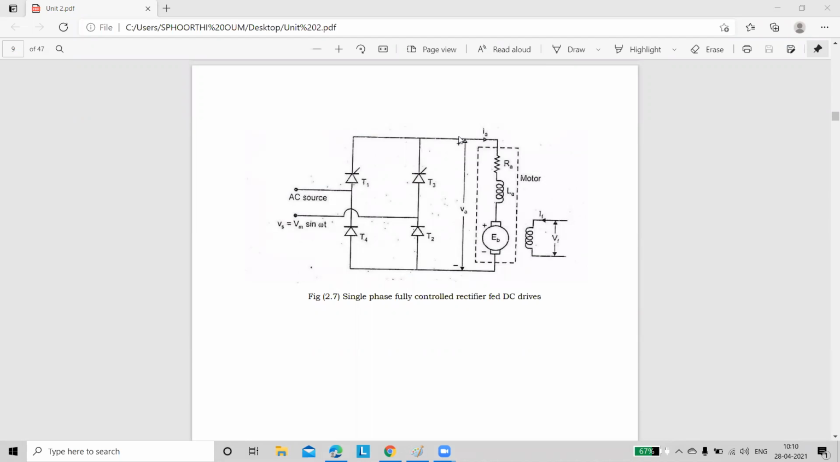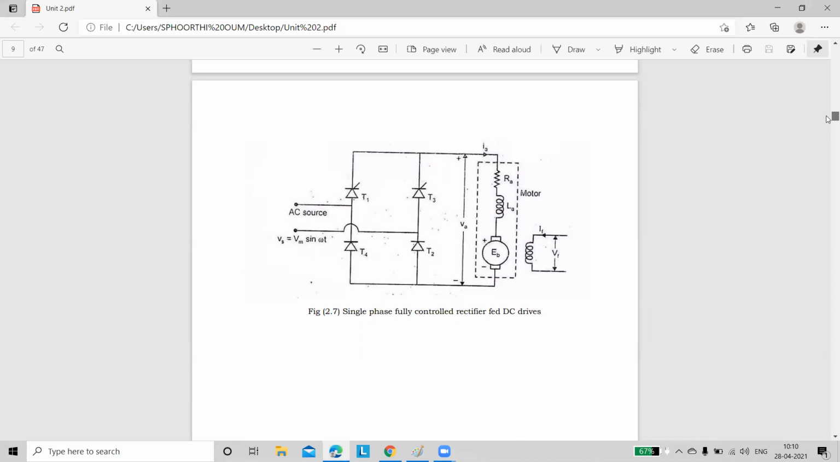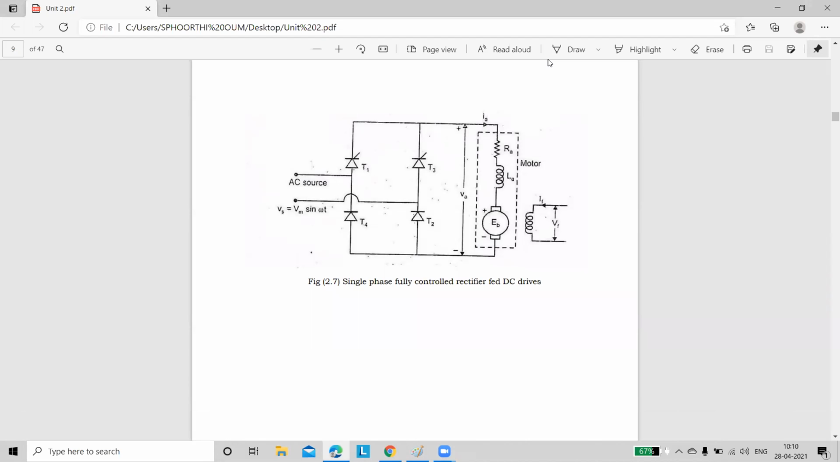It is the basic full wave controlled rectifier and it is applied to a DC motor. That means, first of all, you have to know the basic fundamental expressions for a DC motor. So please, all of you note down the expressions. First one is EB, the back EMF. You have two formulas for EB. First one is EB is equal to V minus IA RA.